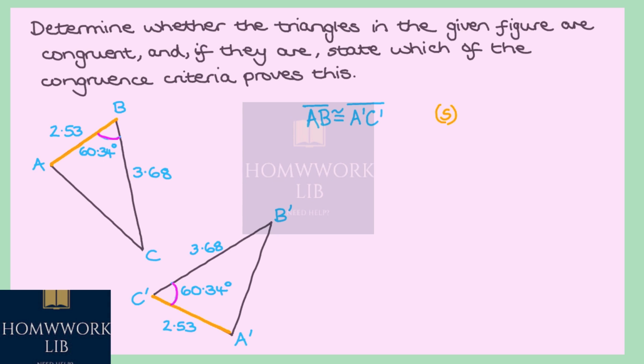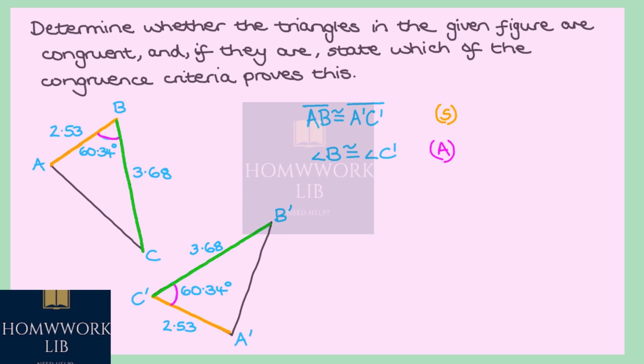Next, let's look at the angle of 60.34 degrees that both triangles have. This is angle B in the first triangle and angle C' in the second triangle. So we have that angle B is congruent to angle C', and the A in brackets indicates that this is an angle.